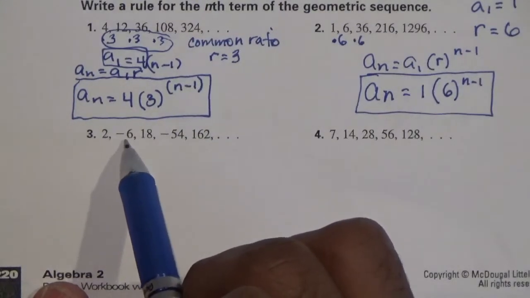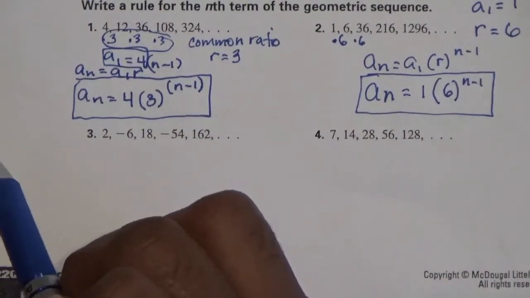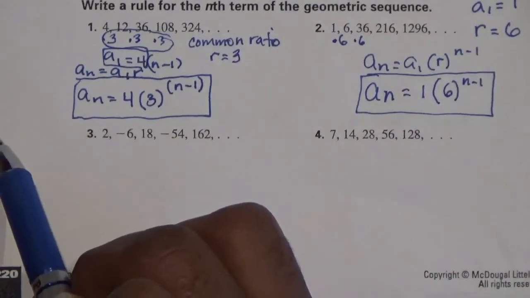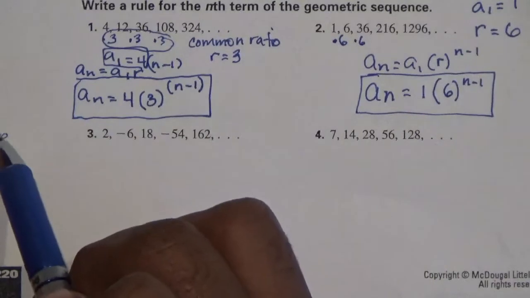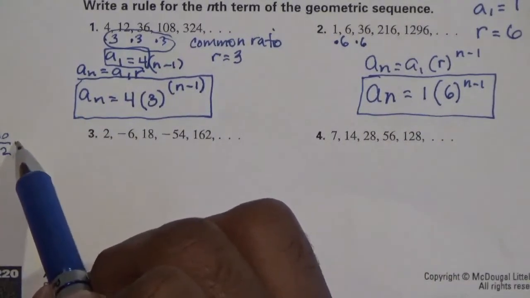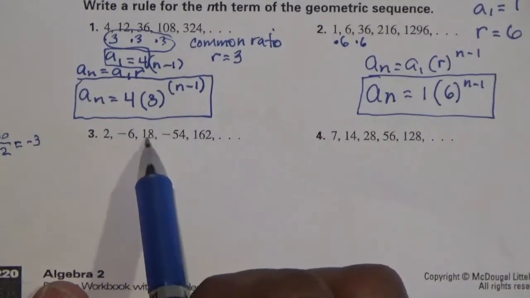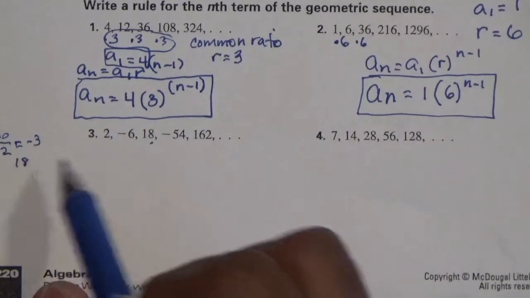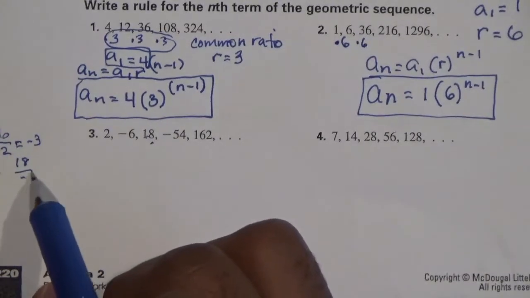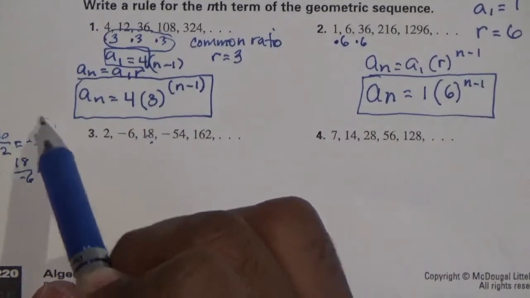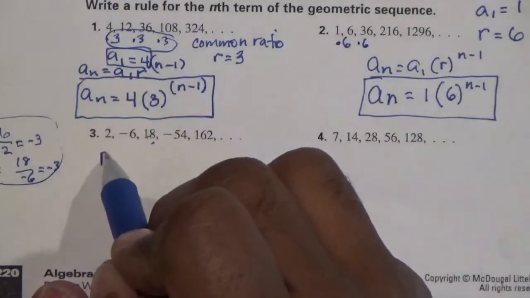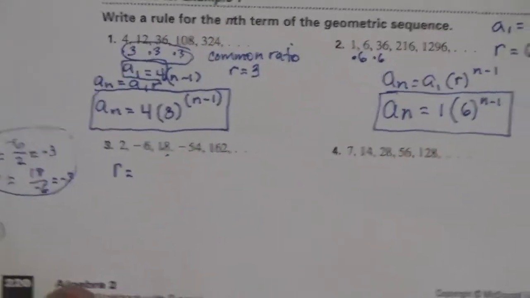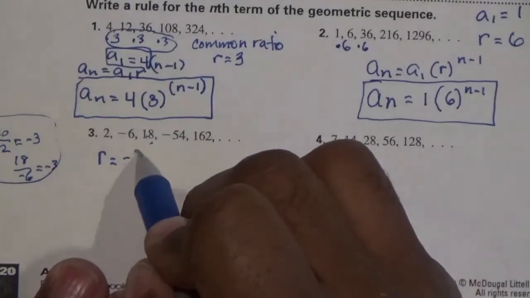All right. Now, if I'm ever looking for R and I'm not sure, I'm going to take a term and then divide it by its previous term. So R is negative 6 over 2. All right. That gives me negative 3. I can check it by doing that again. 18. R would be 18 over the previous term, negative 6. That's also negative 3. So we know that we're good with our R value, just in case we weren't sure. All right. That R is equal to negative 3.